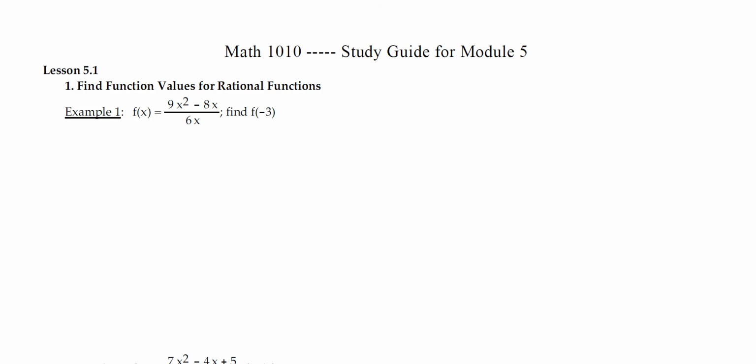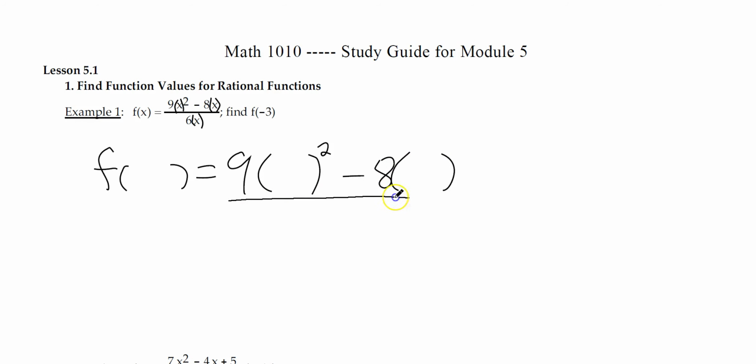Example 1. So we have a function, f of x equals numerator 9x squared minus 8x, denominator 6x. I'm going to set this function up in blanks. So essentially I'm going to put parentheses around all the x's and then rewrite this without any x's, so just the blanks. This is what I do on all functions, all kinds of evaluations, because this allows me to keep the order of operations intact. We plug in -3 into the blanks.